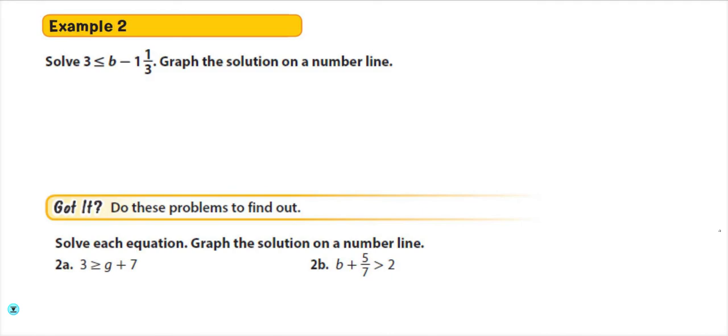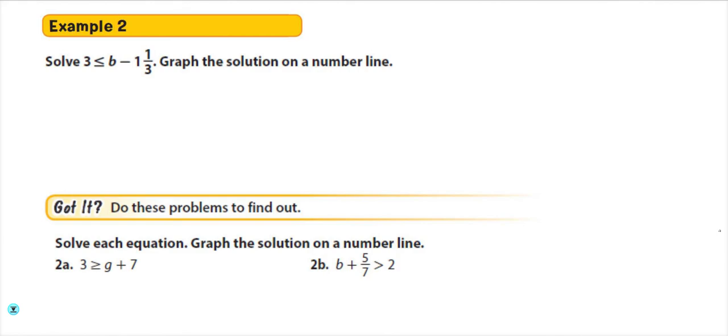Okay, let's look at example 2. We're going to solve 3 is less than or equal to b minus 1 1/3, and we're going to graph the solution on the number line. Okay, so one of the focuses of this specifically that you really need to focus on is that the letters need to be on the left whenever you get your answer. So on the previous ones, we would have x is less than something, or x is greater than something. You need to have the letters or the variables over on the left side, and that's because when you graph these out, your letters need to be on the left side. If they're not, you're going to run into difficulties.